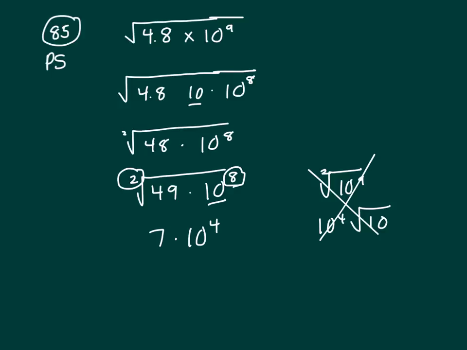Now, 7 times 10 to the 4th, this 4 means you're going to move the decimal 4 places to the right. The decimal's there, so 1, 2, 3, 4. So my radical is closest to 70,000, and that is answer B.